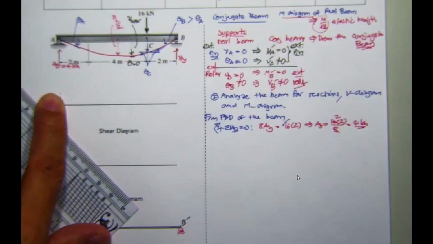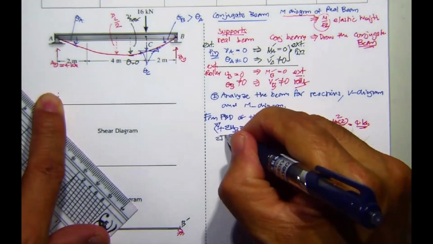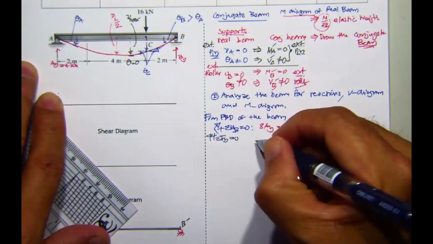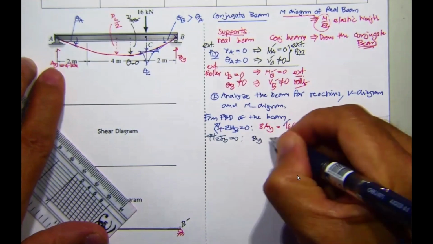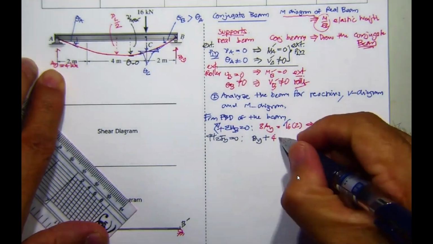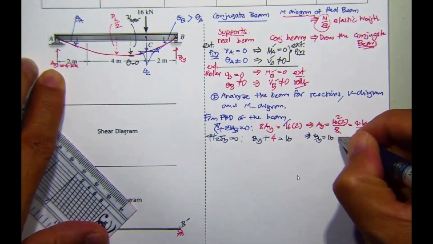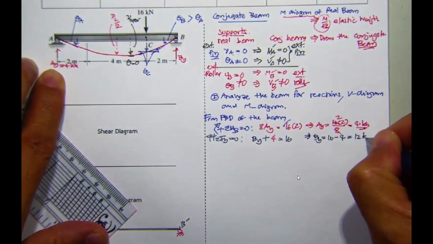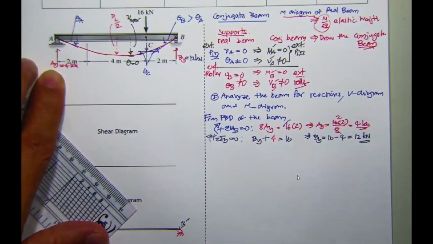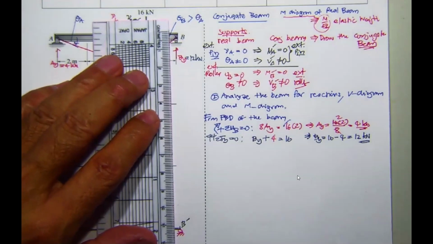Now, the second one: summation of F sub Y equal to 0, upward is positive. So B sub Y plus 4 equals 16. B sub Y equals 16 minus 4, which is 12 kilonewton. Now you are ready to draw the shear diagram and moment diagram.